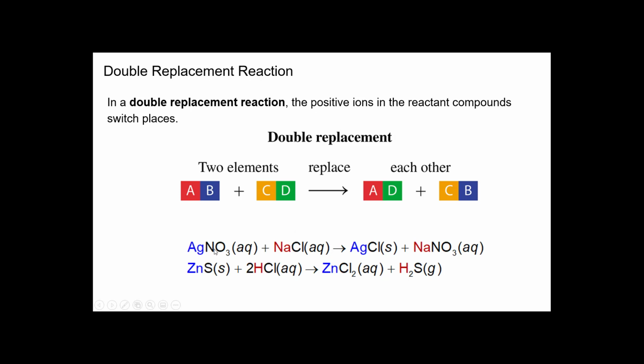So here are more examples of that, where you can see that the silver here goes with the chloride here, and then sodium goes with the nitrate here. So we are completely replacing each other on this reaction.